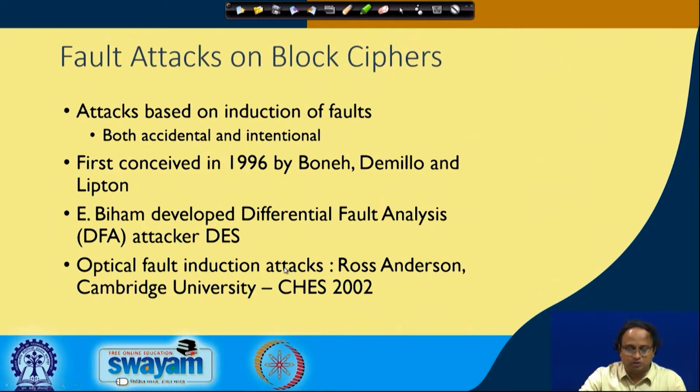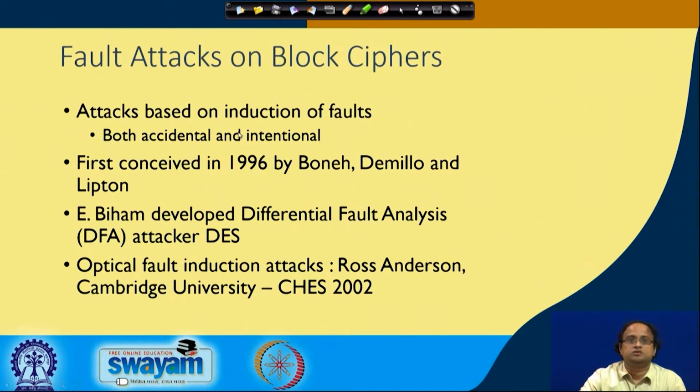So in particular, we shall be looking at fault attacks on block ciphers, that is, attacks based on the induction of faults. Note that faults can be intentional but can also be accidental. What we are studying is that a fault can not only cause a faulty computation, but may also leak your key, and therefore you need to change your key because it is already compromised.